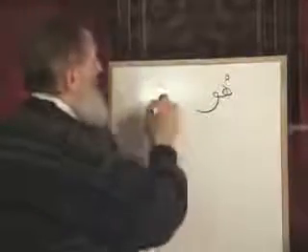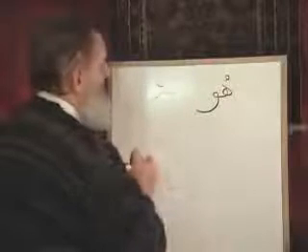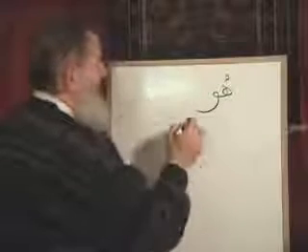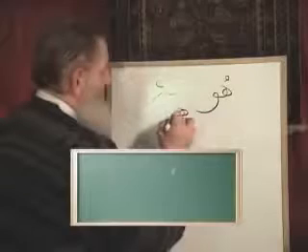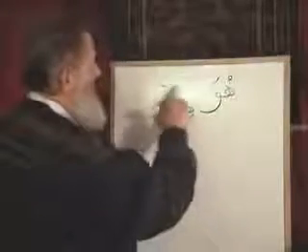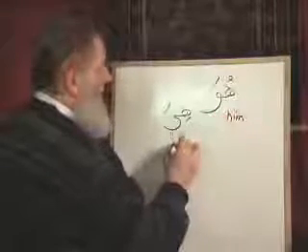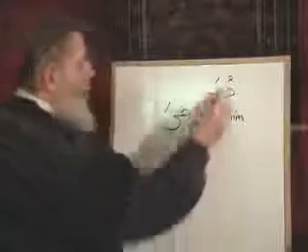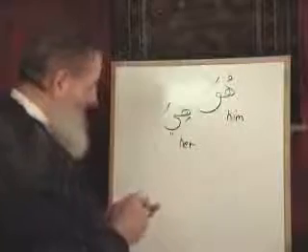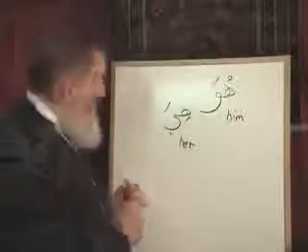Or it could be like this, he, and if you do he, that becomes what? He. That's huwa and hiya. That means him and her in Arabic. Huwa and hiya. Him and her. That's pretty cool, isn't it?